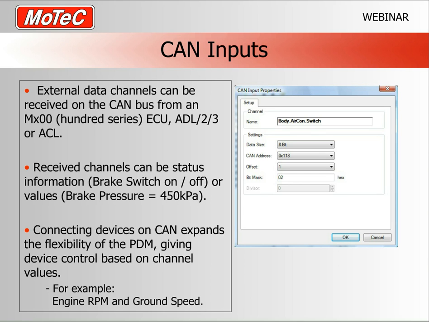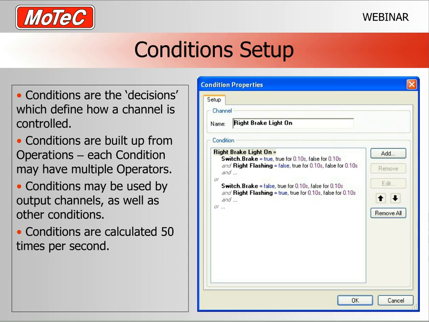The other thing that we can do with CAN is, because we have the ability to combine conditions to make decisions, we can bring in CAN data, for example, engine RPM and ground speed, and we can combine this data in numerous ways before we make a decision about what's to be done. So again, having a CAN input capability is extremely powerful, and it's a big bonus with these devices.